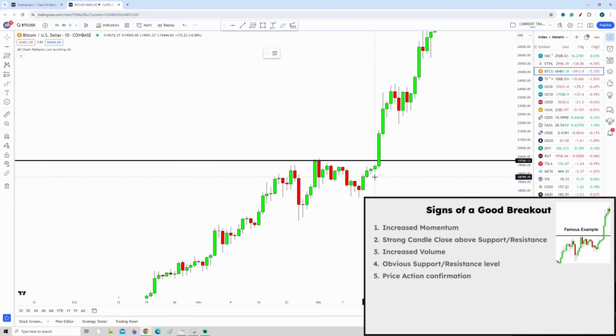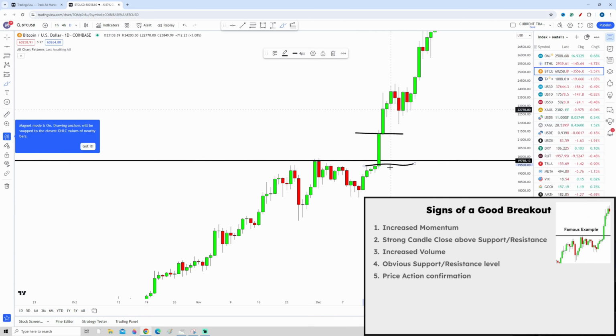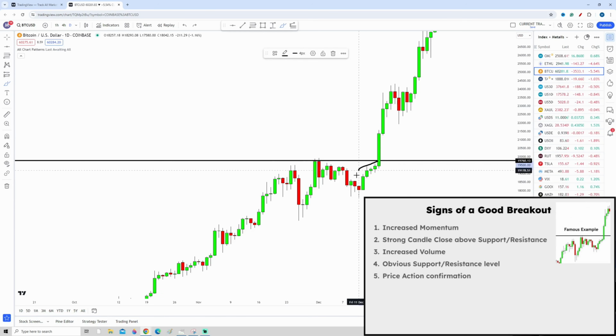Well, point number one, remember, point number one was that when we break the level, we want to see increased momentum. And if you take a look at this candle right here that broke the level, you can see that this is clearly a momentum candle. Why is this a momentum candle? Well, the candle is so much larger compared to the previous candles. So we definitely saw a strong increase in momentum.